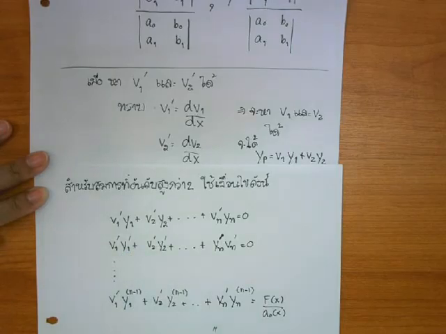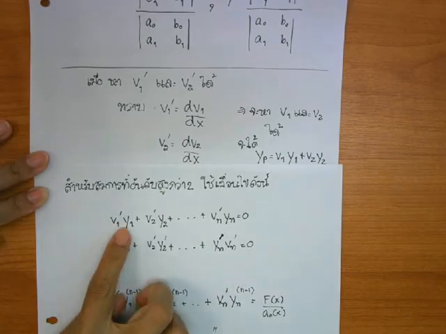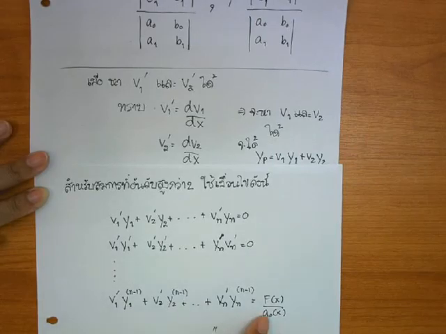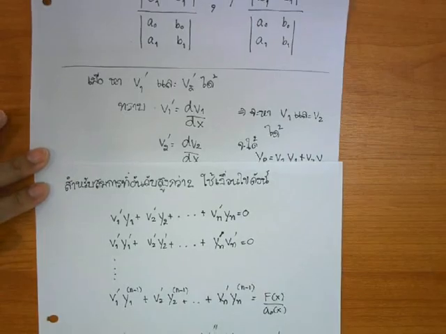But for your y, the first equation is y. The second equation is the first derivative of y. And the third equation is the second derivative of y, and so on. But you've got to keep in mind that your last equation wouldn't be equal to 0. It should be equal to f(x) divided by a0(x). Just that.